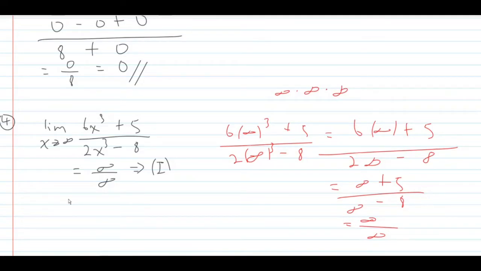If I divide 6x cubed by x cubed, I will just be left with 6, right? So I'll have 6 plus 5 over x cubed, and then 2 minus 8 over x cubed. Now we know that this would be 0, right?